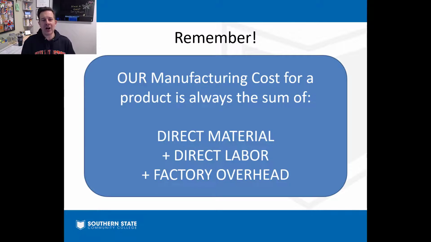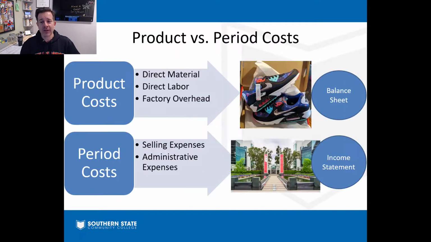So our manufacturing cost, what you need to remember, product cost, manufacturing cost is always going to be the sum of direct material, direct labor, and factory overhead, all three added together. I mentioned that factory building and how everything that happens in that factory building is a product cost. Direct material, direct labor, factory overhead, those are your product costs. When we put all those together into a finished product, it goes on the balance sheet as inventory.